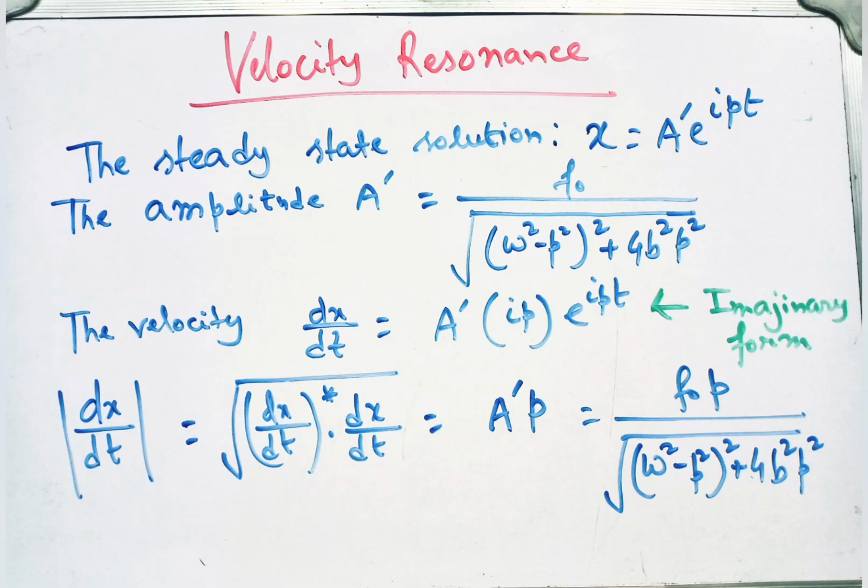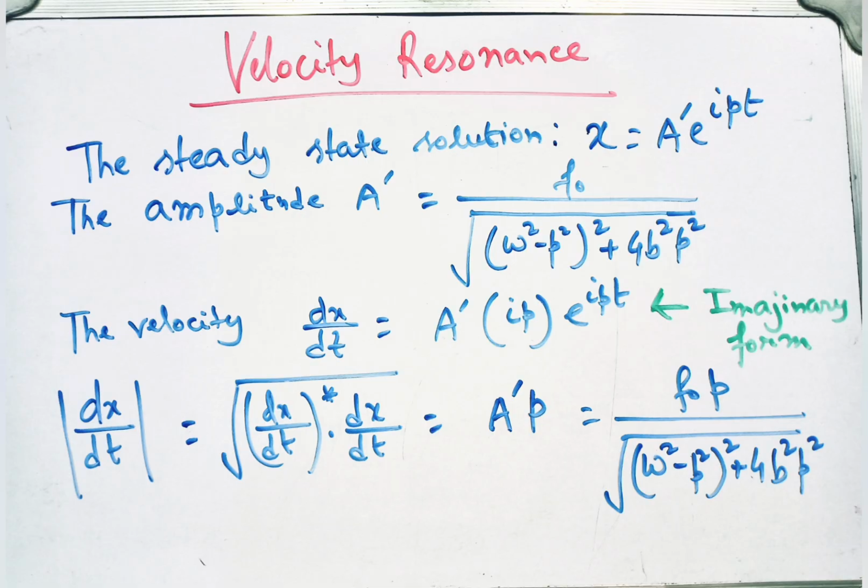Now you can see the velocity we are getting is in imaginary form. We know that velocity cannot be an imaginary number. So to get the amplitude of the velocity, we can use this form: root over (dx/dt)* times (dx/dt). (dx/dt)* means we have to take the conjugate of dx/dt. So if you take the conjugate, then that i term will be minus i.